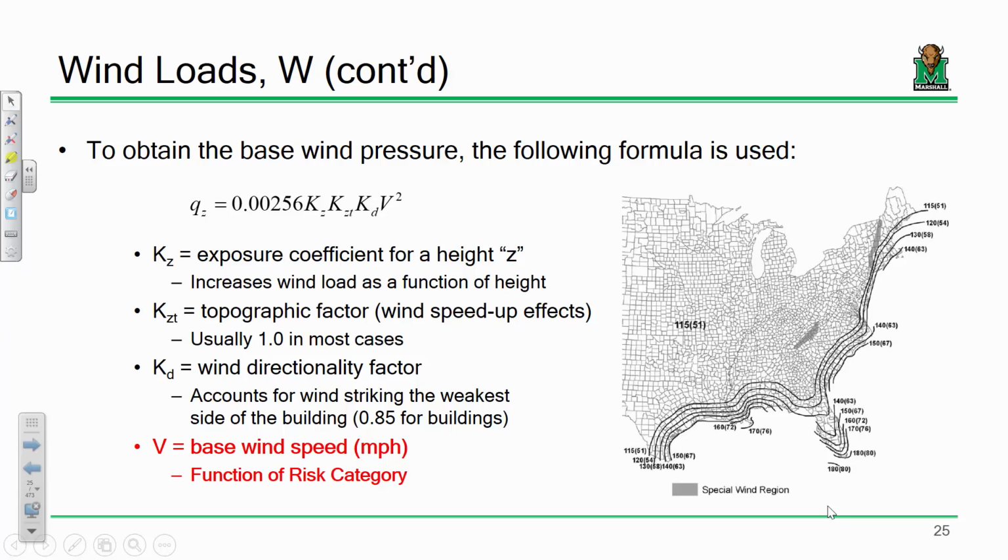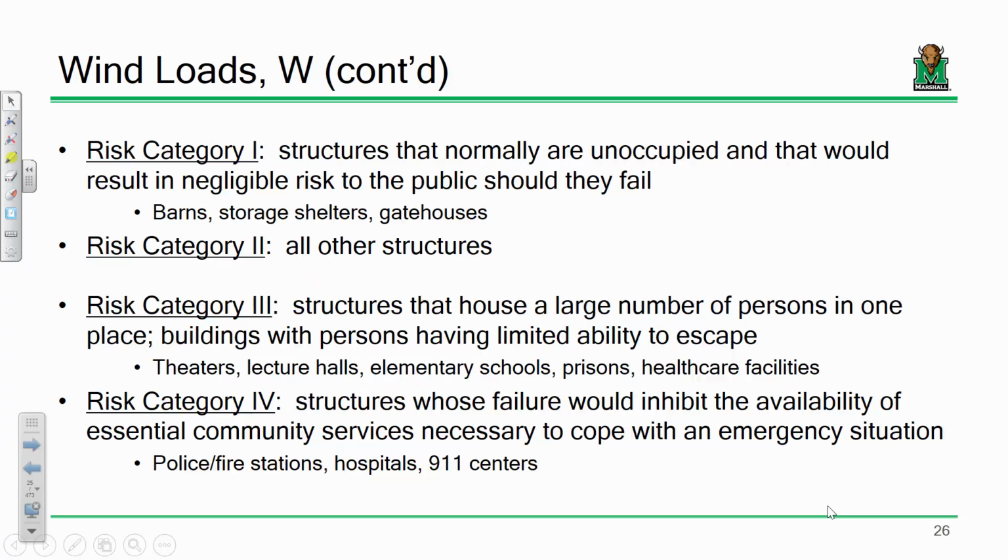And then we just throw a couple adjustment factors in there for various things, like the exposure coefficient for the height. That's the big one, but then some others which are usually constants in most cases. We talked a lot about risk categories, which are going to come up again for seismicity.